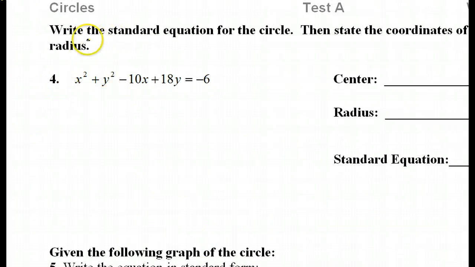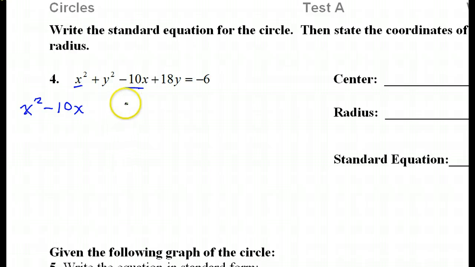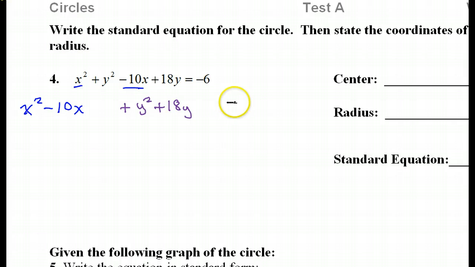For number 4, we are supposed to write the standard equation of the circle. That means we're going to have to complete the square. So putting the x terms together, I've got x squared minus 10x, and I'm going to leave a gap. Then putting the y terms together, I've got y squared plus 18y, leave a space, and that equals negative 6.